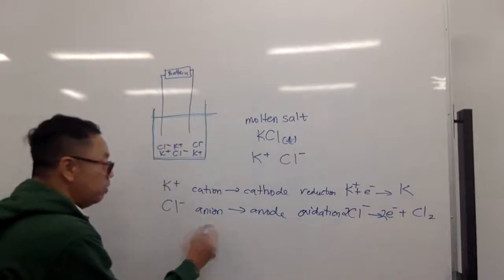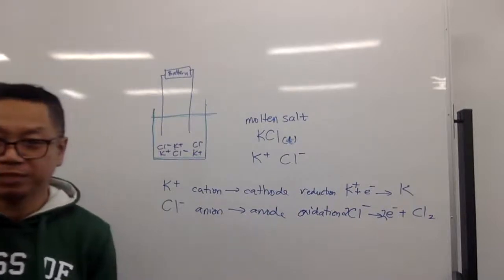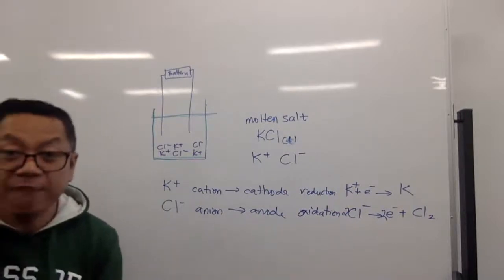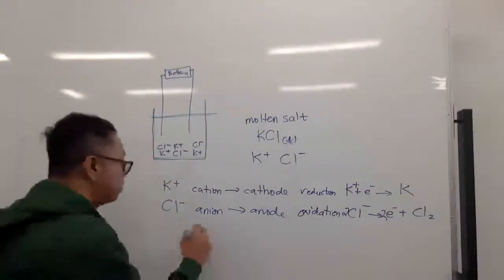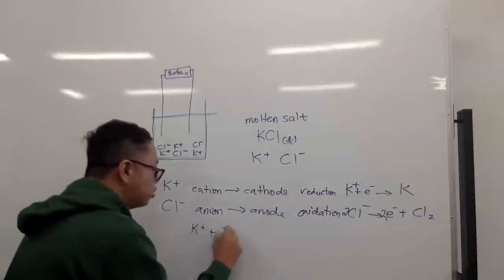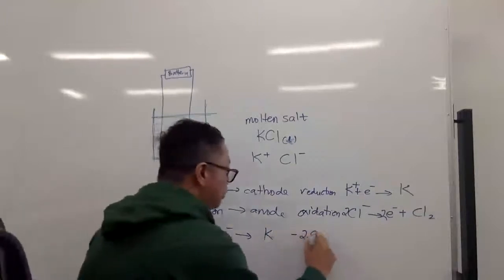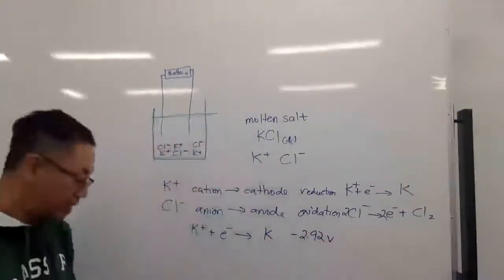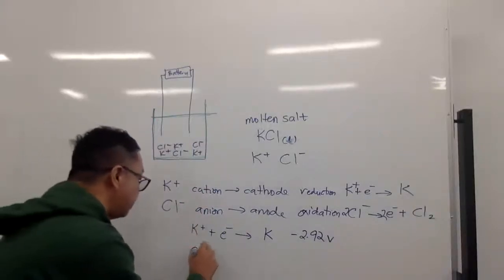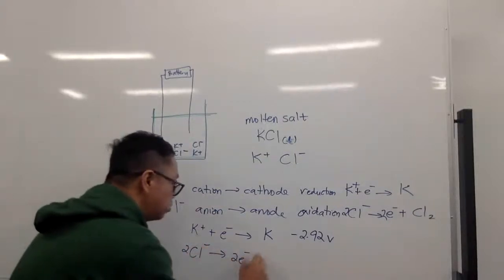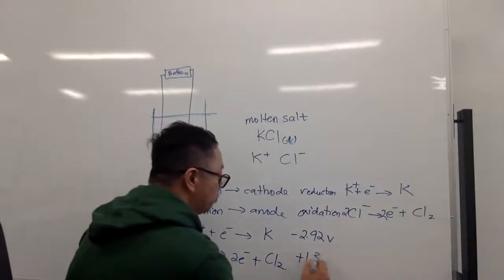Therefore, we will determine what do you call this? The potential table. So if you have your reduction potential table, K plus and an electron gives me K, and that will be negative 2.92 volts. Okay? And then for chlorine, I'm going to flip the chlorine. So 2 chloride becoming Cl2 plus 2 electrons, and that will be positive 1.36 volts.